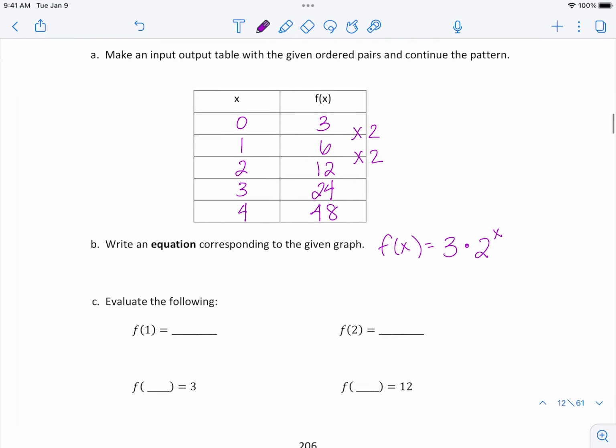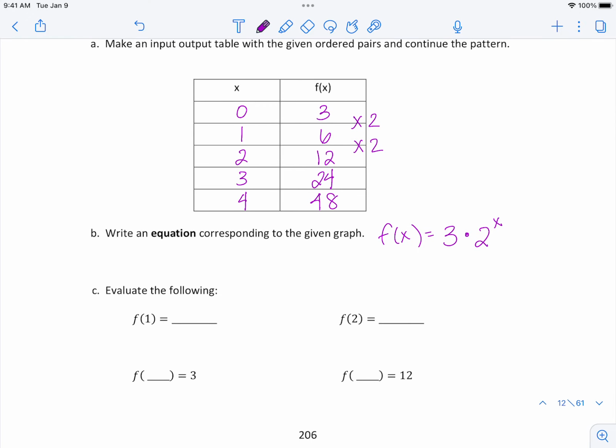So if we evaluate each of the following, f of 1, the value of the function at 1, we can see that right here is 6. F of 2, the value of the function at 2, you can see right here, it's 12.